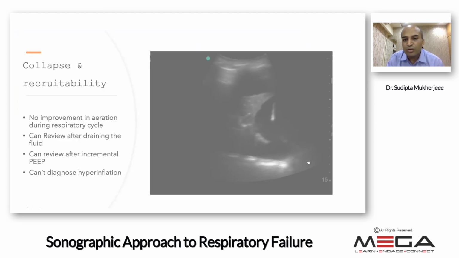With an ultrasound, we also can check for the recruitability of a collapsed lung. Suppose here, with an ultrasound, we can see there is no improvement in the aeration of the collapsed lung during respiration, and it may probably improve by draining of the fluid. We can increase the PEEP also to see whether this solid lung will open up to some extent. There will be more aeration, and you can see B lines compared to this solid lung. But we need to remember, whenever we are recruiting a lung with an ultrasound, that ultrasound cannot diagnose hyperinflation. So that part we need to remember in our mind.